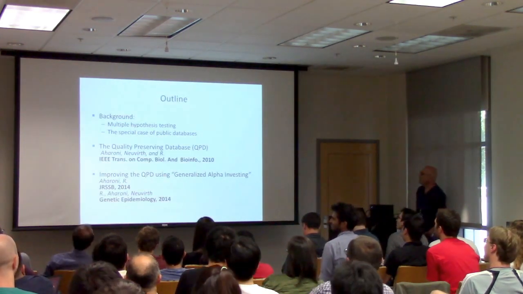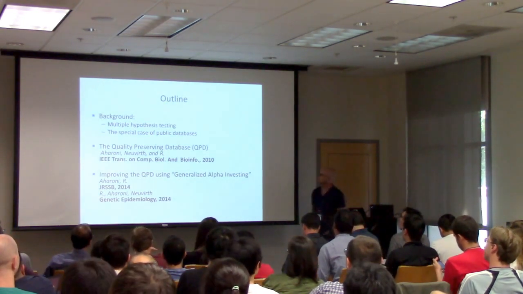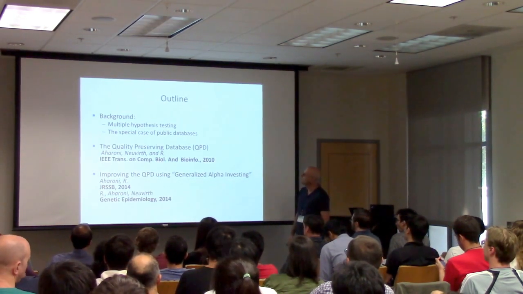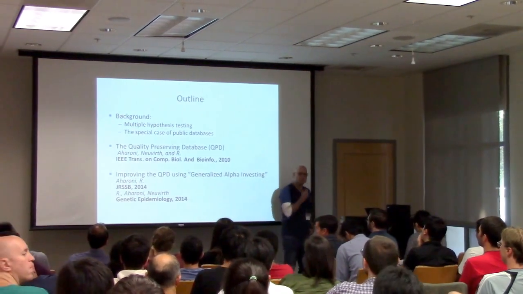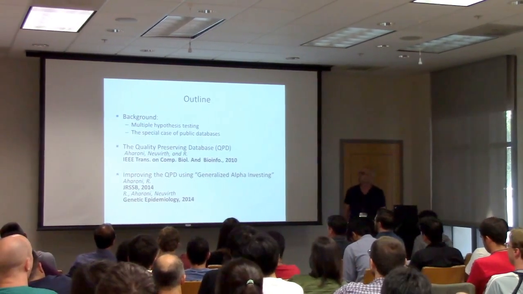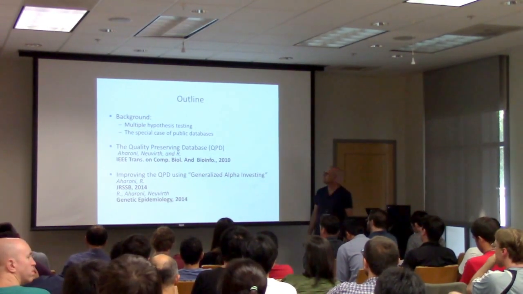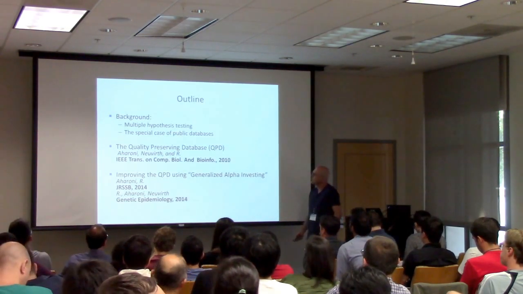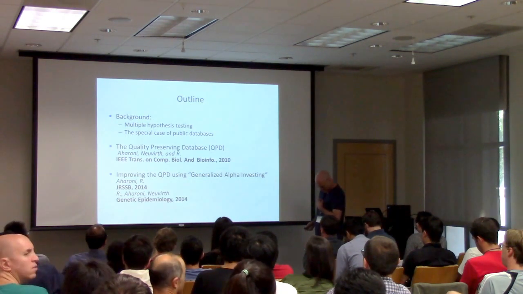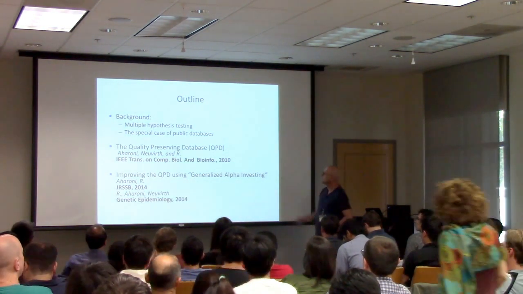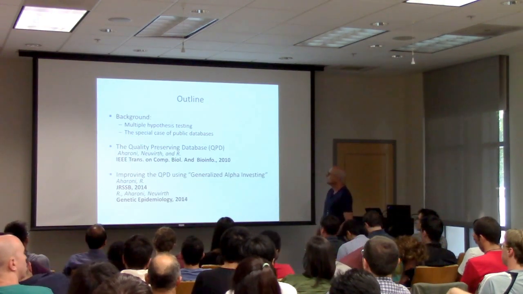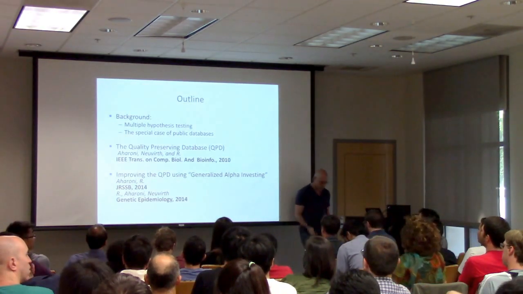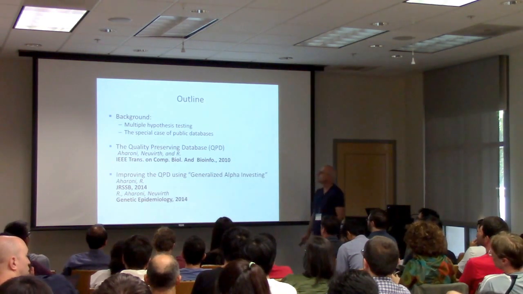Okay, so what I'm going to be talking about is, I'll give some background. It's probably something everyone is familiar with, but just to make sure we're on the same page about multiple hypothesis testing and how using public databases is actually a special and particularly interesting instance of that problem. Then I'll talk about our work on the idea of a quality preserving database. The fundamental paper presenting the idea is actually this relatively old paper, and I'm probably going to concentrate on that for this talk. And then we have some more complex statistical methodology coming out of that, which we'll see if we get to.